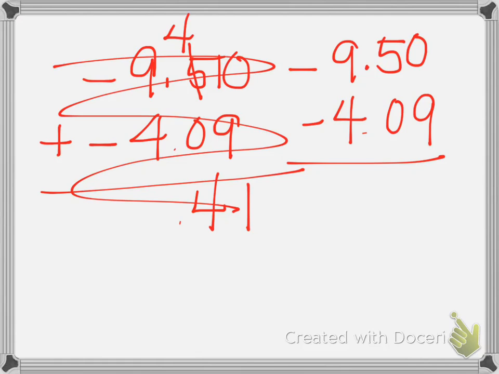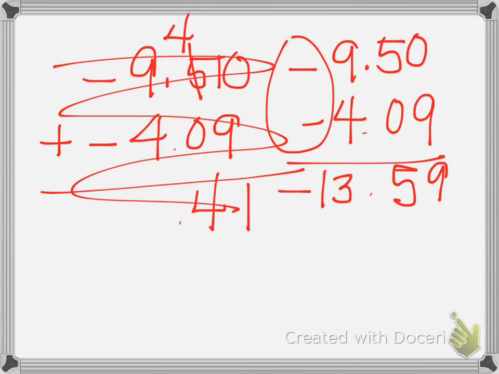We're still in the negatives. So we have to add these two together because same sign, add them together, keep the sign. So we've got 9, 5, and then 9 plus 4, 13, and bring down that negative sign because we're still in the negative signs. You've got to watch what you're doing when you're working.